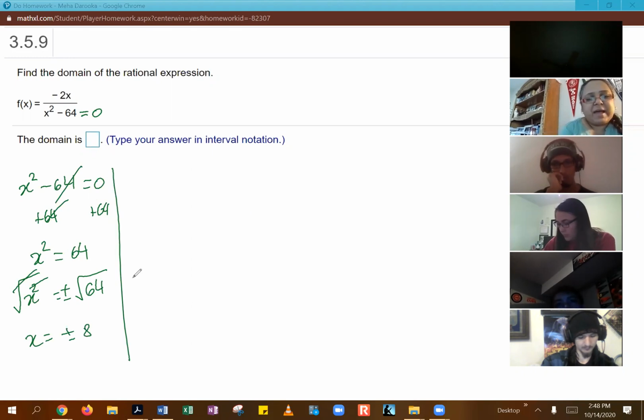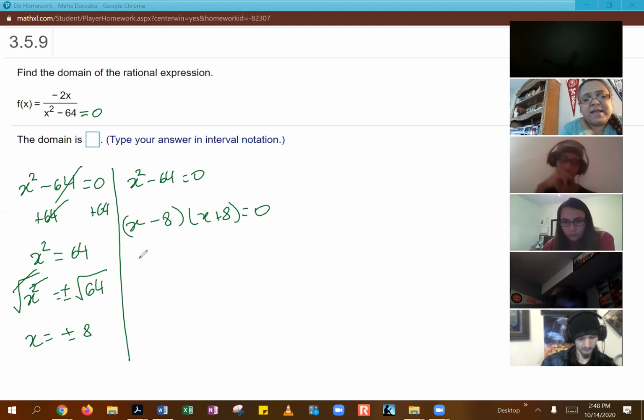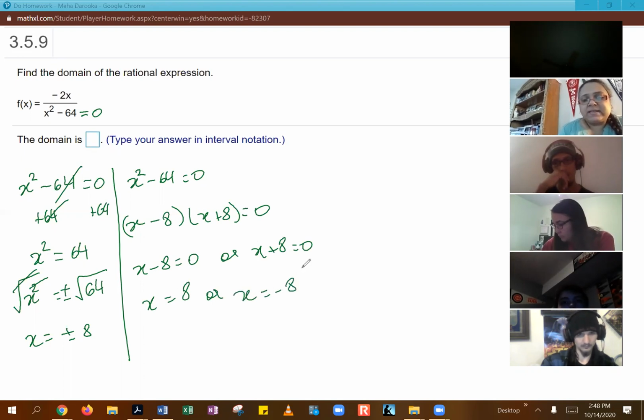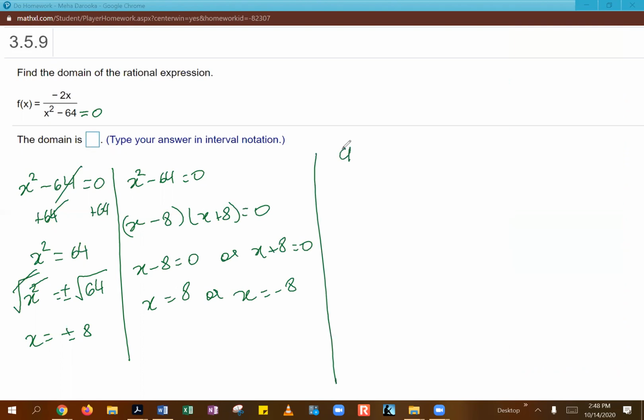If you wanted to use factoring, you can use factoring to solve this guy also. So this actually is a difference of squares. So this factors into x minus 8 and x plus 8. If you take each factor and set it equal to 0, you will get the exact same answers you got from the square root property. So x equals 8 or x equals negative 8. So remember, the idea is both of these numbers are going to make our denominator 0. So if we do a quick check using these two numbers, we'll start with positive 8 first.